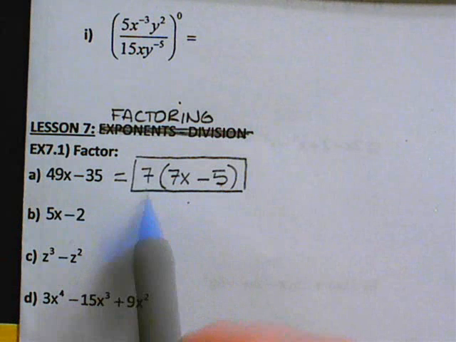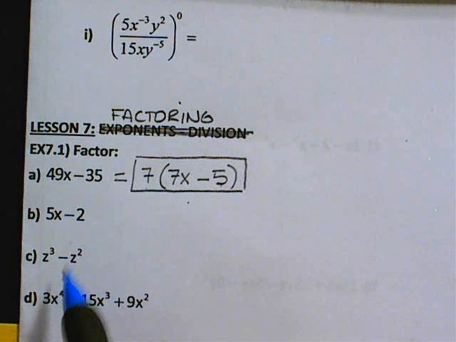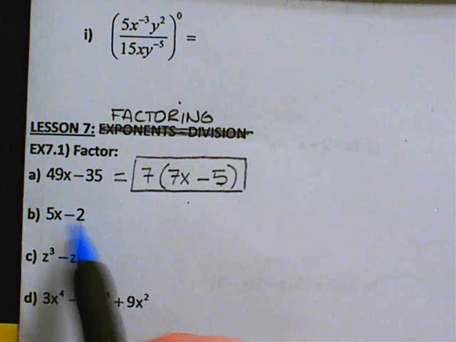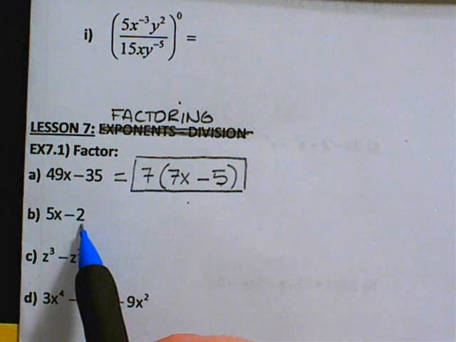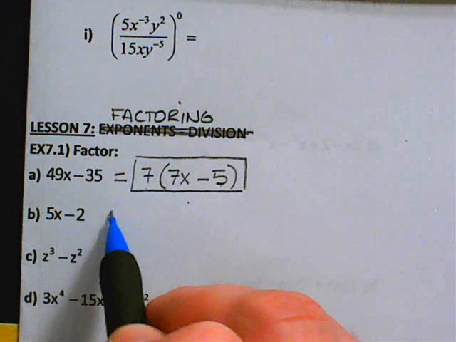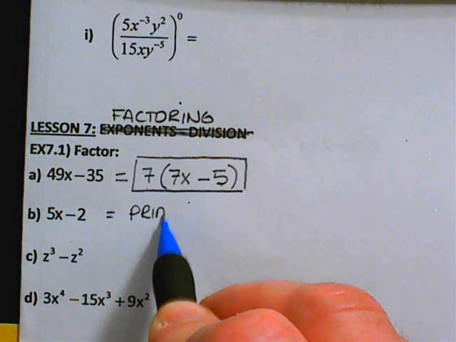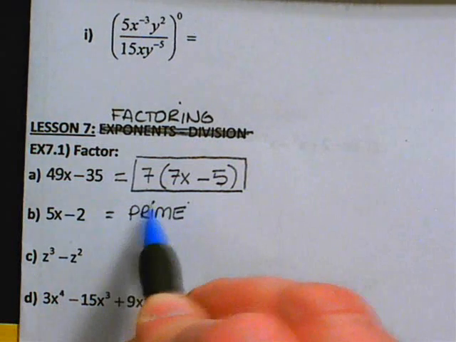The next problem. Is there a number that goes into 5 and 2 other than 1? The answer is no. Can I factor out an x? No, because the x only happens on one of the terms. So that means this would be a prime. It would be prime. Okay. Alright, let's move on to the next one.